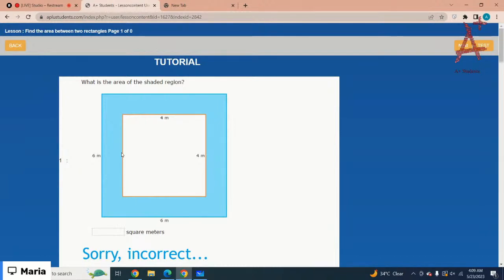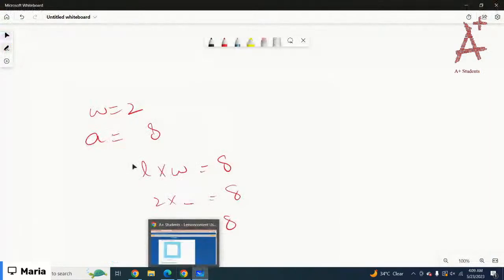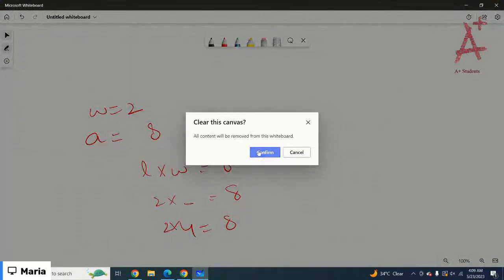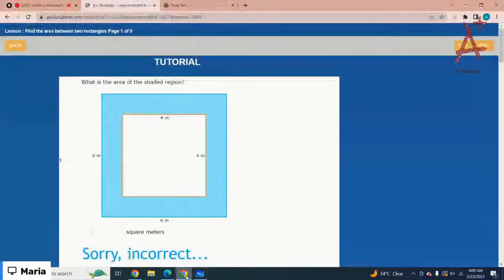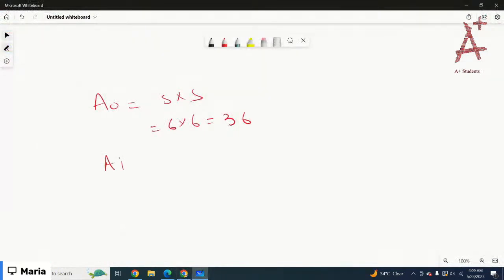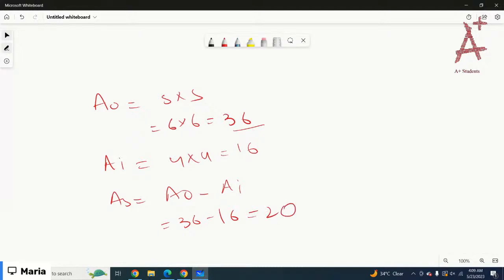Got it? So let's calculate the area of the outer square. Area of the outer square is side times side, it would be 6 times 6, 36, and the inner one is 4. Yes, it would be 4 times 4, that means 16. So the area of the shaded region is area of outer square minus area of inner square. It would be 36 minus 16, that would be 20. That means the area of the shaded region is 20. Got it?